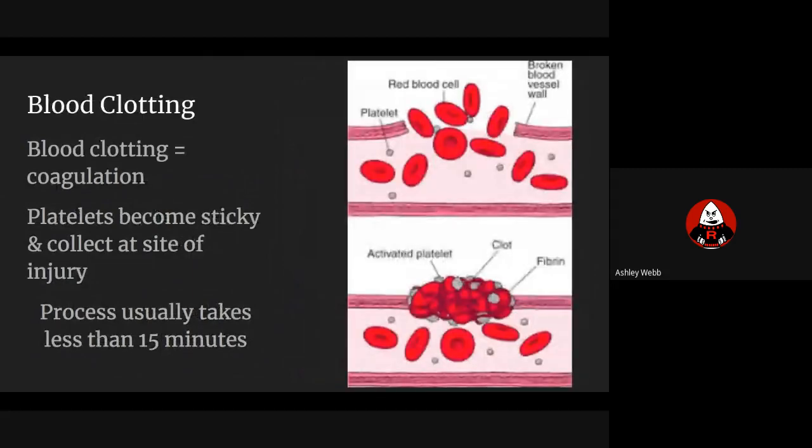Blood clotting is what we call coagulation, and the platelets become really sticky and collect at different sites of injury. That's important because if they don't become sticky and collect, then the blood doesn't clot, and we continue to lose blood. This process of blood clotting typically occurs within 15 minutes of injury. I think that's not anything earth shattering or surprising for you. Most of the time, if any of us have a bloody nose or a small cut and we were bleeding for more than 15 minutes, we would start to get alarmed.